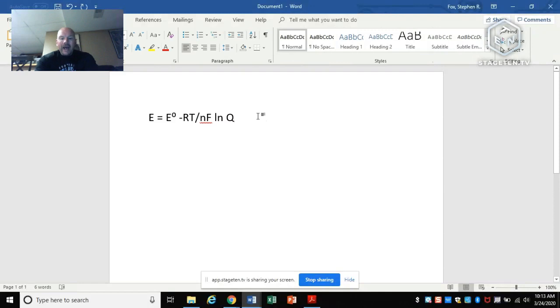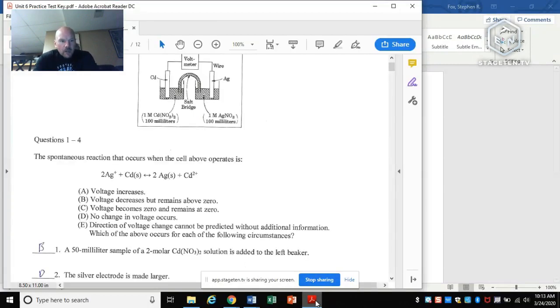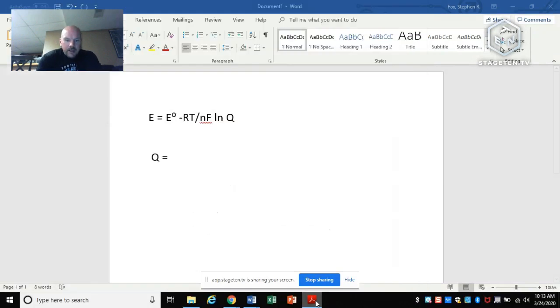So when Q is equal to 1, but as the reaction proceeds, what is Q equal to in this example? Q is equal to the concentration of cadmium 2 plus divided by the concentration of silver plus squared, right? That's what Q is equal to. Q is just the equilibrium constant expression for the reaction, right? Okay. So as the reaction proceeds, the cadmium concentration is going to increase. You're going to produce cadmium and you're going to take away silver ions. So that concentration is going to decrease.